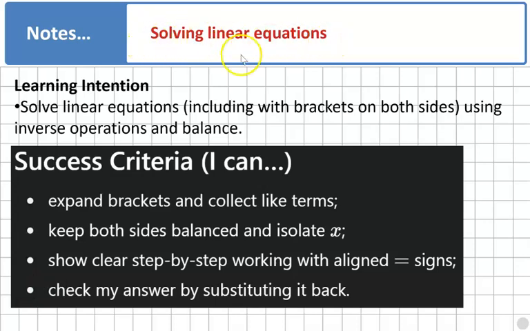Solving linear equations. Learning intention: solve linear equations, including with brackets on both sides, using inverse operations and balance.